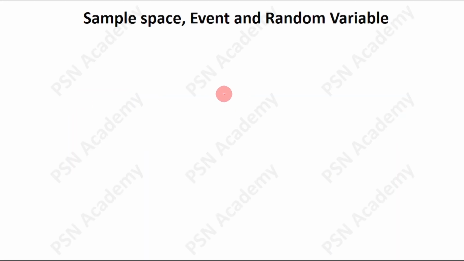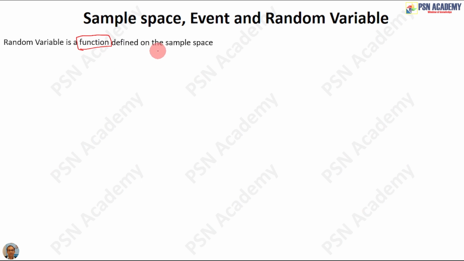Hi, in this video we will talk about random variable. The random variable is a function. It is not exactly a variable, but is a function defined on the sample space. Right? So before defining random variable, you need a sample space.